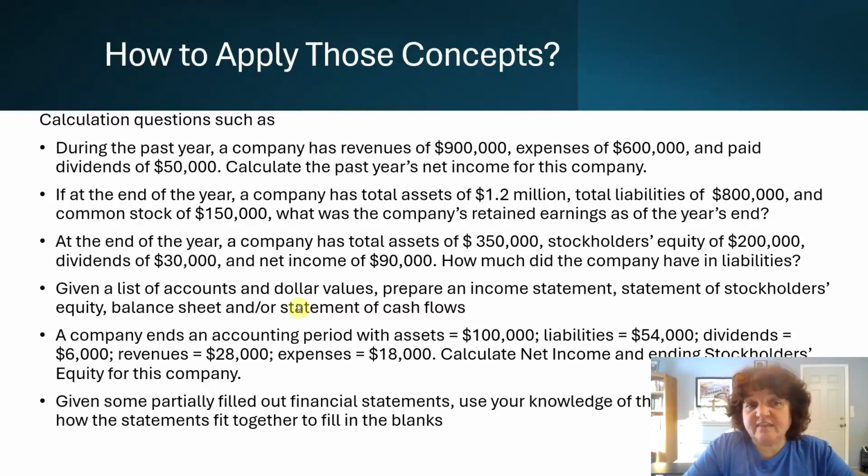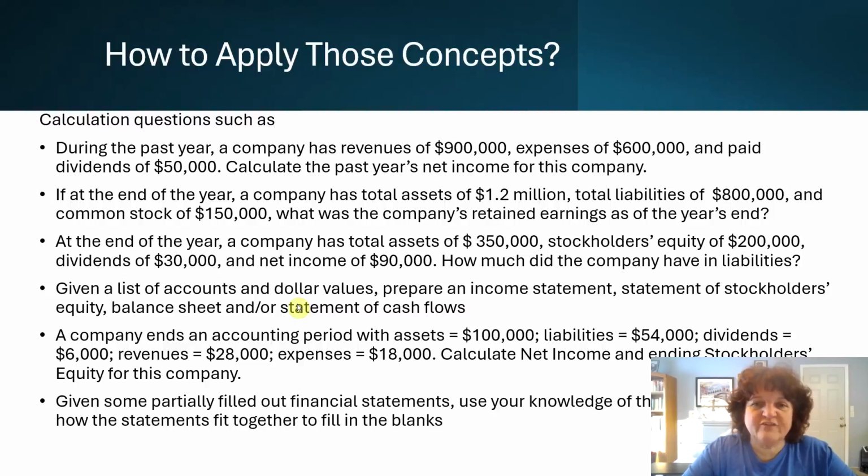The next question, at the end of the year, a company has total assets of 350,000, stockholders' equity of 200,000, dividends of 30,000, and net income of 90,000. How much did the company have in liabilities? So here you have to again apply the accounting equation, and you also have to understand which items do apply and which items don't apply to that equation.